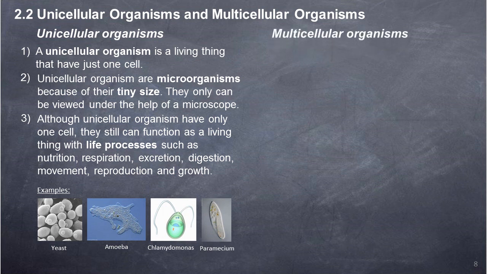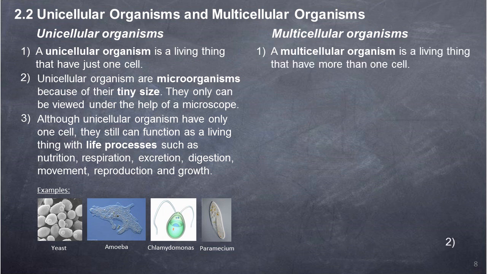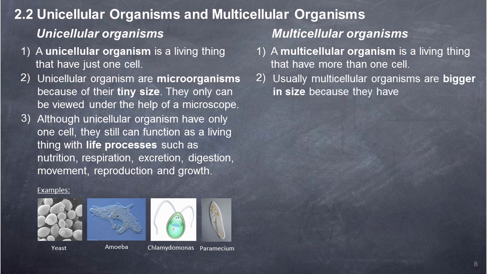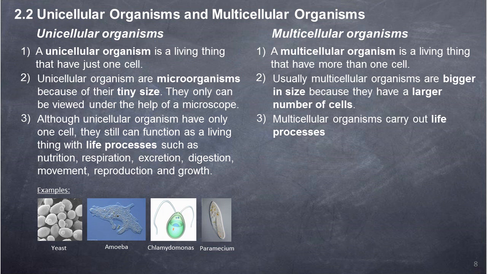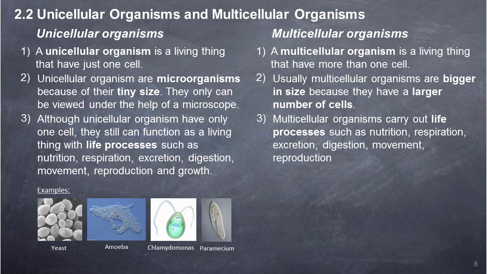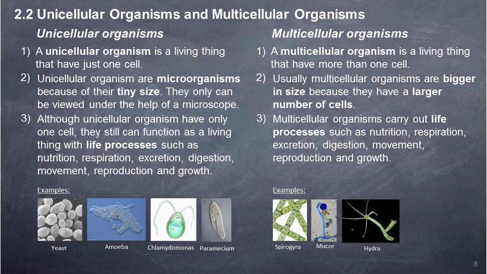Multicellular organisms. 1. A multicellular organism is a living thing that has more than one cell. 2. Usually multicellular organisms are bigger in size, because they have a larger number of cells. 3. Multicellular organisms carry out life processes, such as nutrition, respiration, excretion, digestion, movement, reproduction and growth. Examples: Spirogyra, Mucor, Hydra.